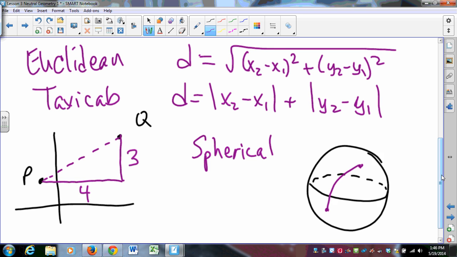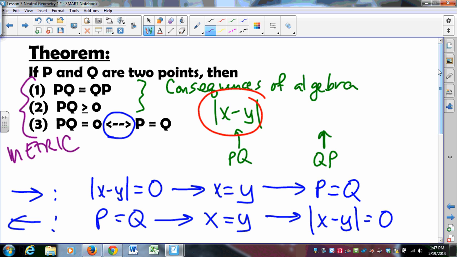Okay, so when we talk about metrics, you're thinking distance, but you're not always thinking Euclidean distance. There are other ways to measure distance, and any measuring system that satisfies these metric properties is going to do just fine for us in this geometry.